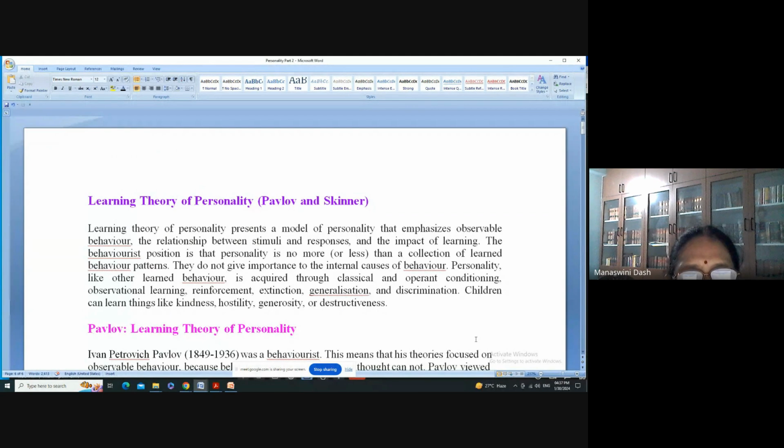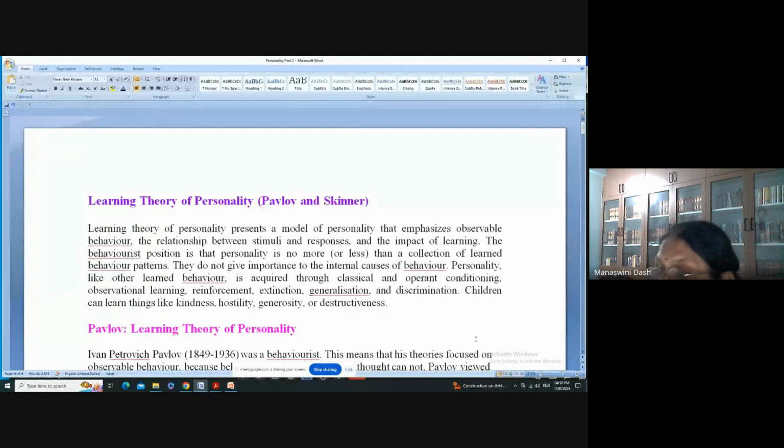The behaviorist position is that personality is nothing but a set of learned behavior patterns or learned habits. They do not give importance to the internal causes of behavior. Like any other learned behavior, personality is also acquired through classical and operant conditioning, observational learning, and they emphasize the role of reinforcement in the development of personality.